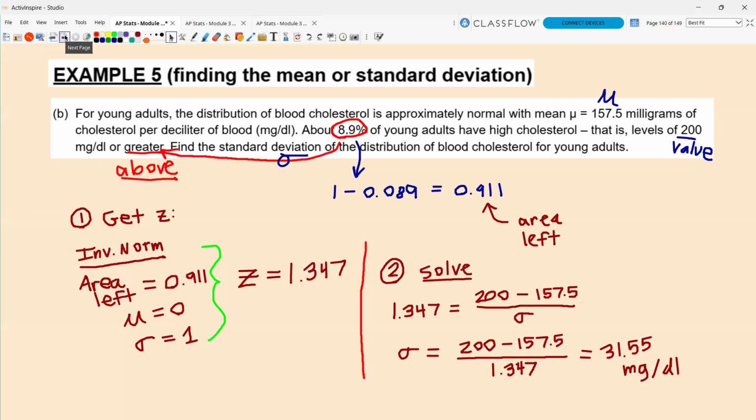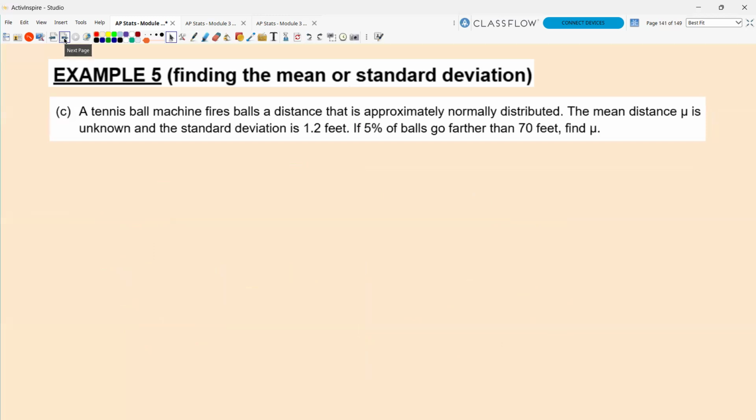All right, one more part. A tennis ball machine fires balls a distance that is approximately normally distributed. The mean distance, mu, is unknown, and the standard deviation is 1.2 feet. If 5% of the balls go farther than 70 feet, find mu.